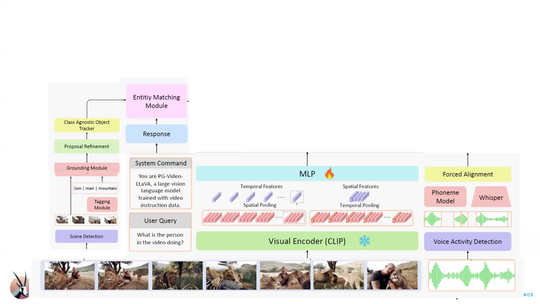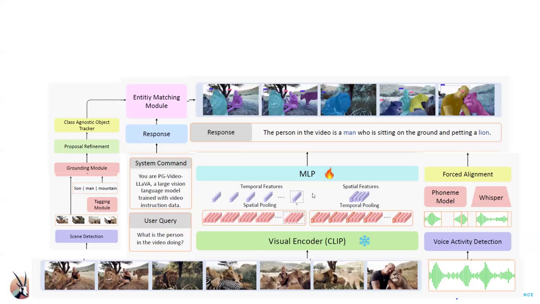And of course, going to the large language model here, it will give an output response, which would be: the person in the video is a man who is sitting on the ground and getting annoyed. Now, one good thing about this is that it's doing the grounding, which means whatever the response is, it's able to tell where that is, put a bounding box, or do the segmentation of these different objects, people, and animals. That's why it's called PG Video, pixel grounding.